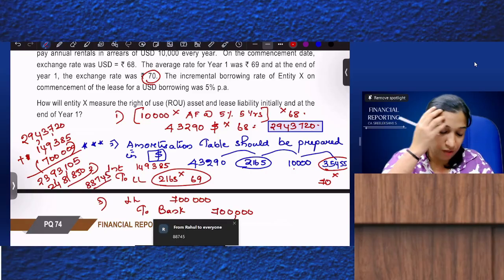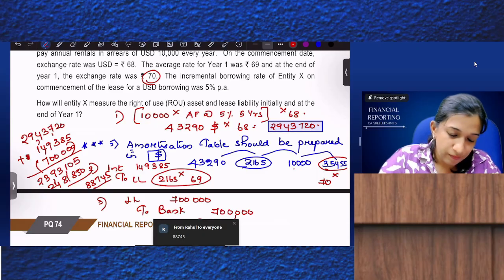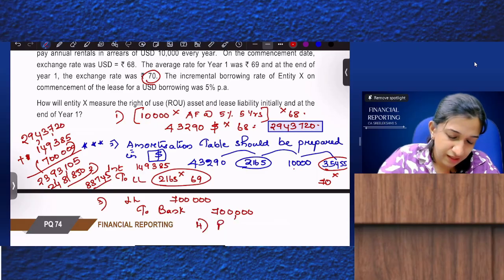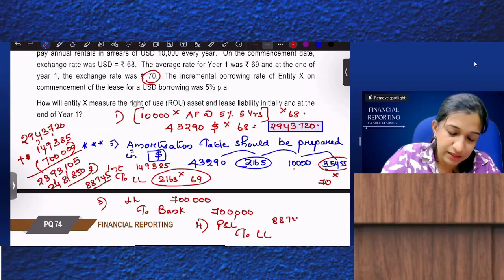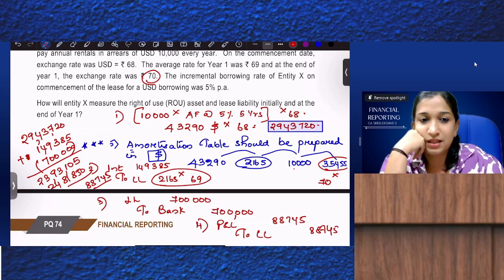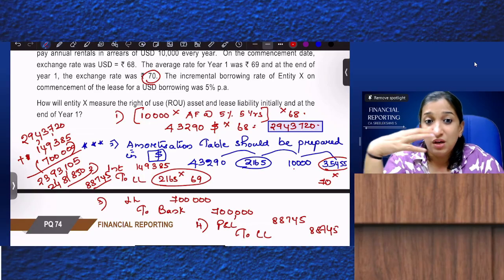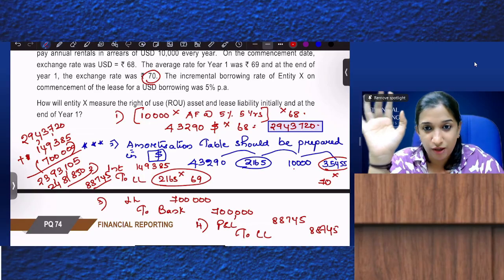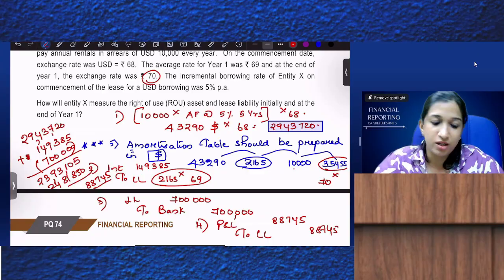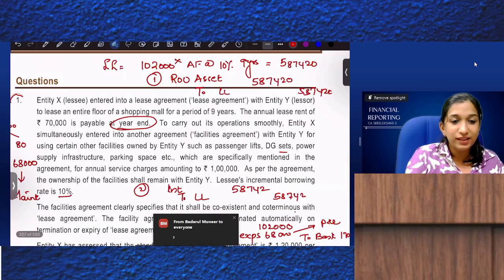For 88,745, I should pass the entry: exchange loss in P&L to lease liability. Because the exchange rate has increased, there is an increase in the lease liability. So 88,745 increase, P&L to lease liability. So when foreign exchange is involved, first I should calculate in dollars, the foreign currency, then I should convert and pass the journal entry. Okay. Now let's go back to the theory.